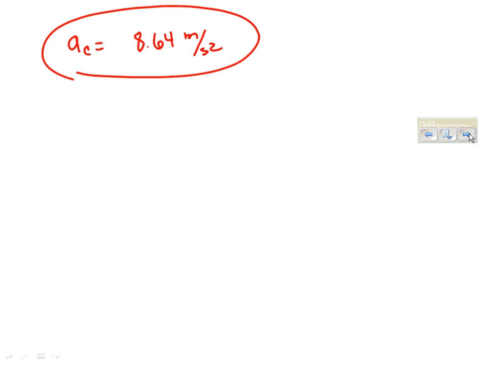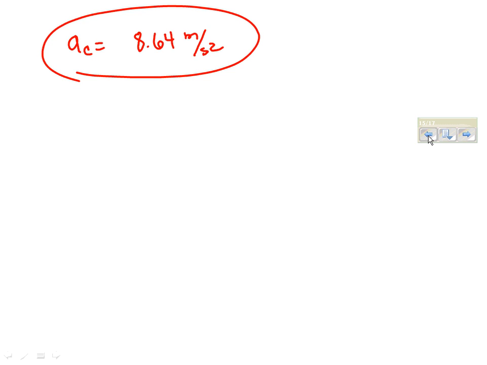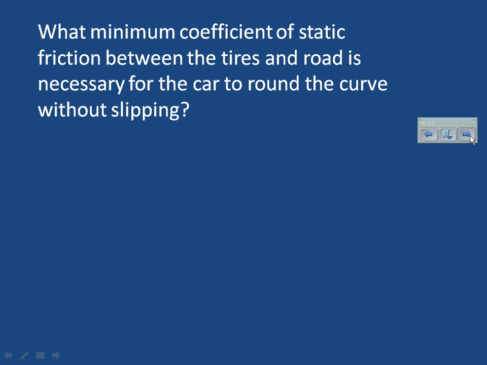I have one more example for you, and this time I want you to determine the minimum coefficient of static friction between the tires and the road necessary for the car to round the curve without slipping. So, we don't have any numbers, so we have to just look at it using our variables. And actually, this is the same car. I stand corrected, you just calculated the centripetal acceleration, 8.64 meters per second squared. So we do know that, so a_c equals 8.64 meters per second squared. We do need to know that.